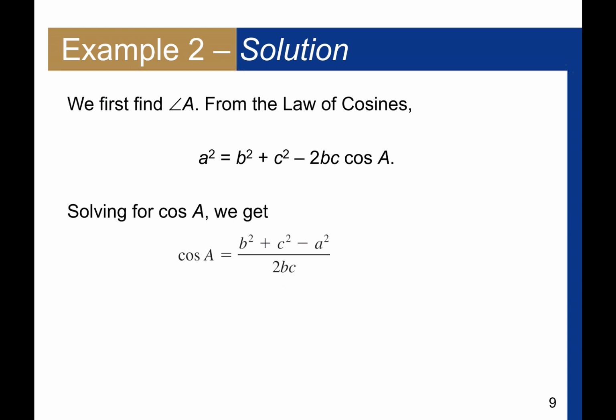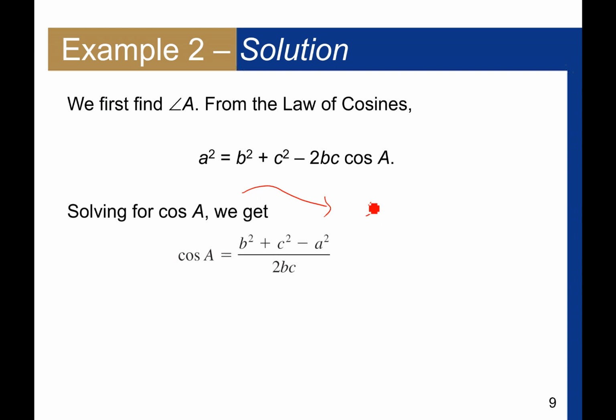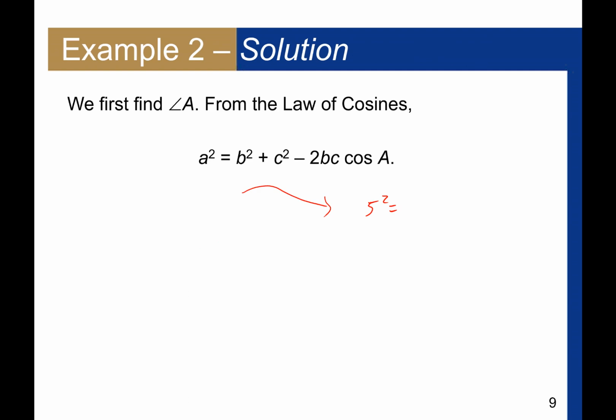Now, they go through and they do the algebra here to solve it for cosine A. Frequently, I will have students who refuse to go that way. So let's see, side A is 5, so we'll have 5 squared is equal to side B, which was 8, so we'll say that's 8 squared, plus side C was 12, that's 12 squared, minus 2 times 8 times 12 times the cosine of angle A.